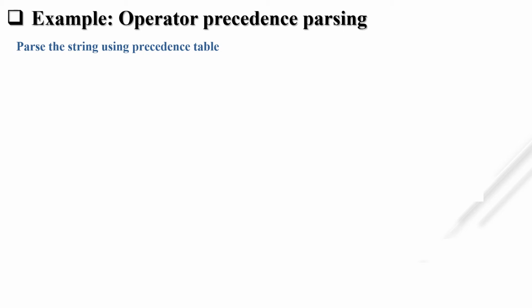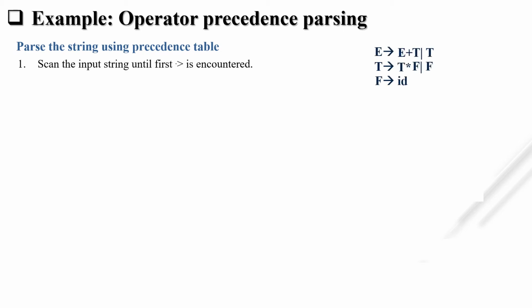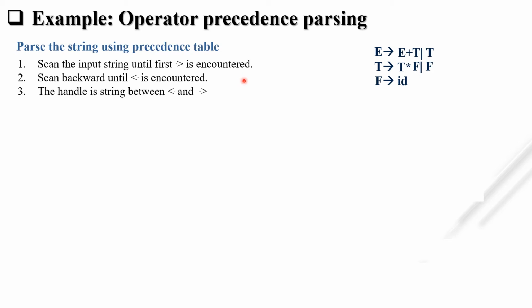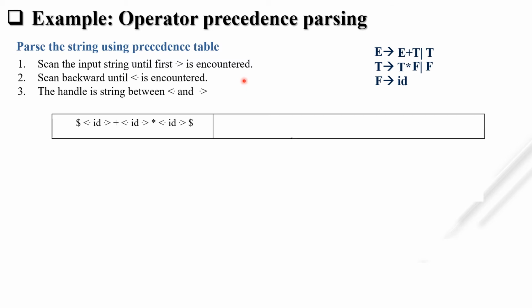Next is to parse the string using the precedence table. We already put the precedence between the operators and terminals. The next step is to scan the input string until the first greater than symbol is encountered. Scan backward until the less than symbol is encountered. The handle is the string between the less than and greater than symbols. Let's understand with an example.